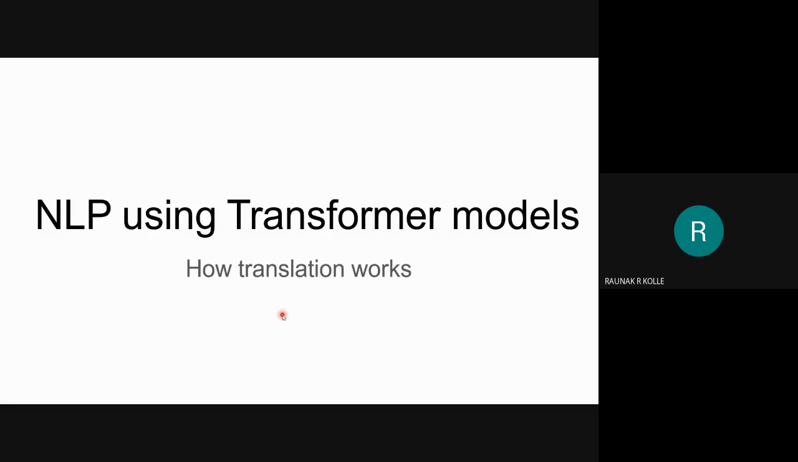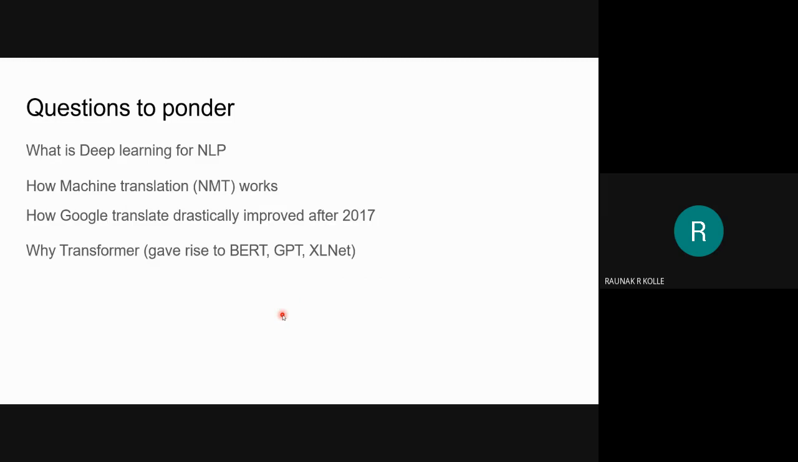Today we will be learning about NLP using transformer models and how translation works. Here are a few questions to ponder over. What is deep learning for NLP? How does machine translation work? How did Google Translate drastically improve after the year 2017? And why did transformers give rise to BERT, GPT, XLNet, and so on?